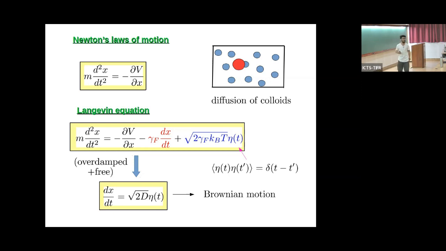In situations where this damping effect is large compared to the inertial term, then I can ignore this inertial term here. And also if the particle is free, if there's no force acting on this particle, then I can drop this potential term here, and I can rewrite this entire thing in this simple form here. So this is the celebrated Brownian motion in the overdamped limit.